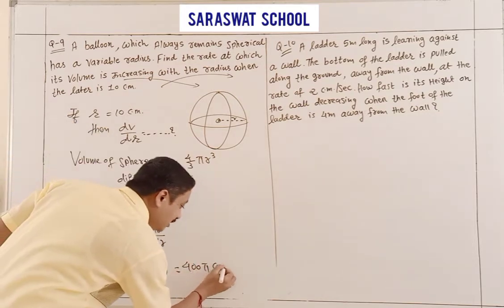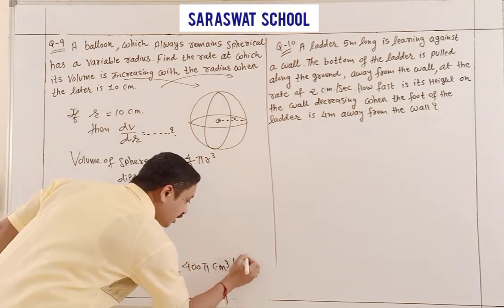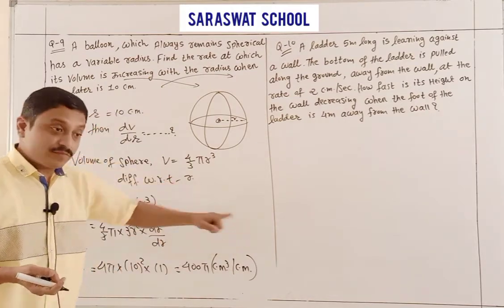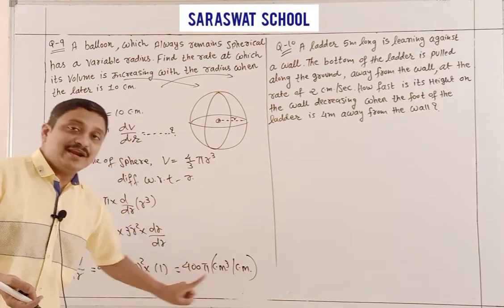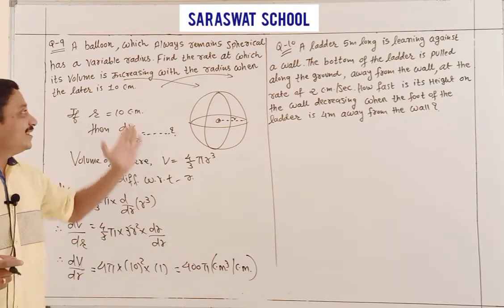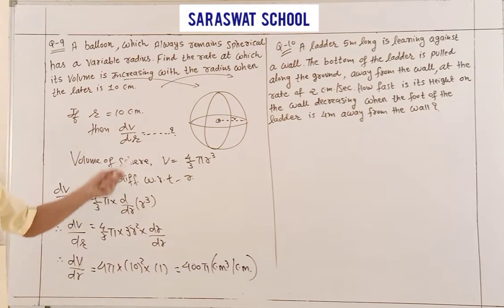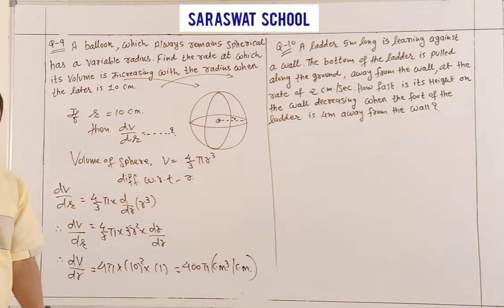It means centimeter cube per centimeter. You are not cancelling the cm. This indicates the volume side and this cm indicates the radius side. And this is happily, easily done. Yes, students. Now, after that we go ahead to question number 10.